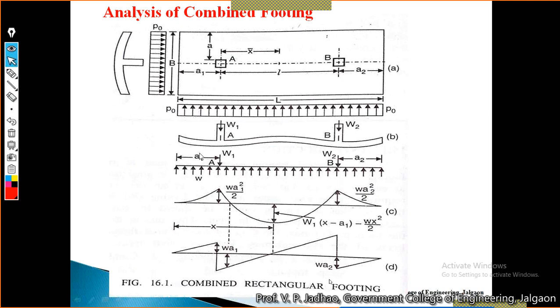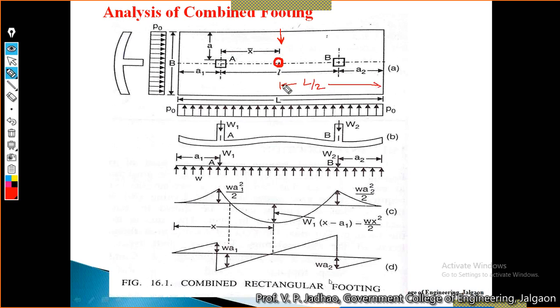Now, how will we be positioning this, that is, how will we be fixing the position of the CG of load? If this is the CG of load, then this will be the CG of your footing. In case of a rectangular footing, the CG will be at L by 2. This CG will be at a distance L by 2, right?